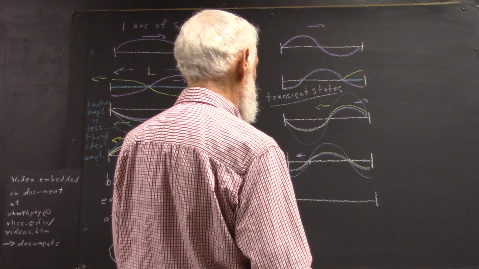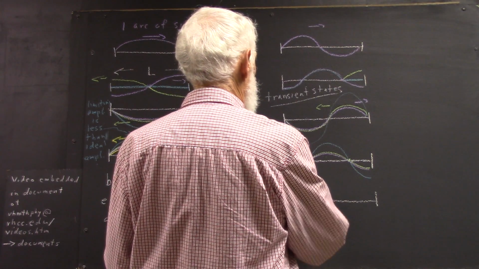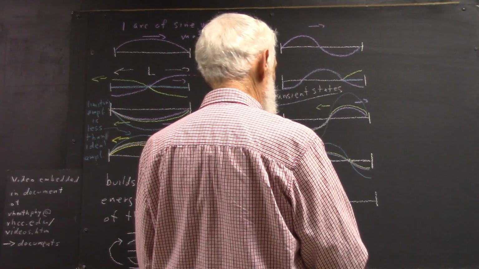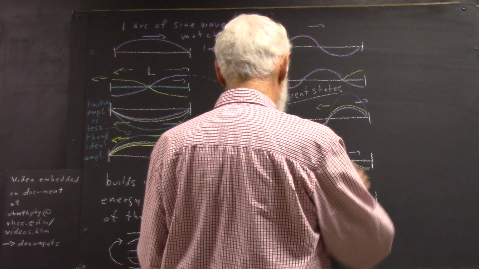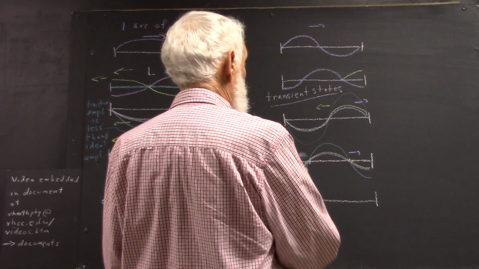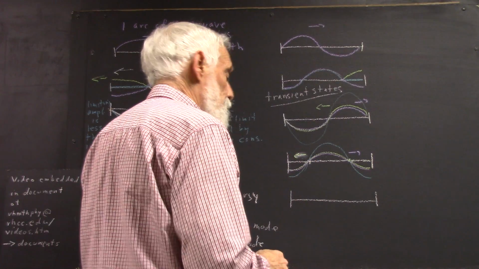Shouldn't it be at the end? The purple one was always going to the right, and the green one was going... Yeah, the purple one's moving to the right, and the reflected wave's moving to the left, sorry. Okay?